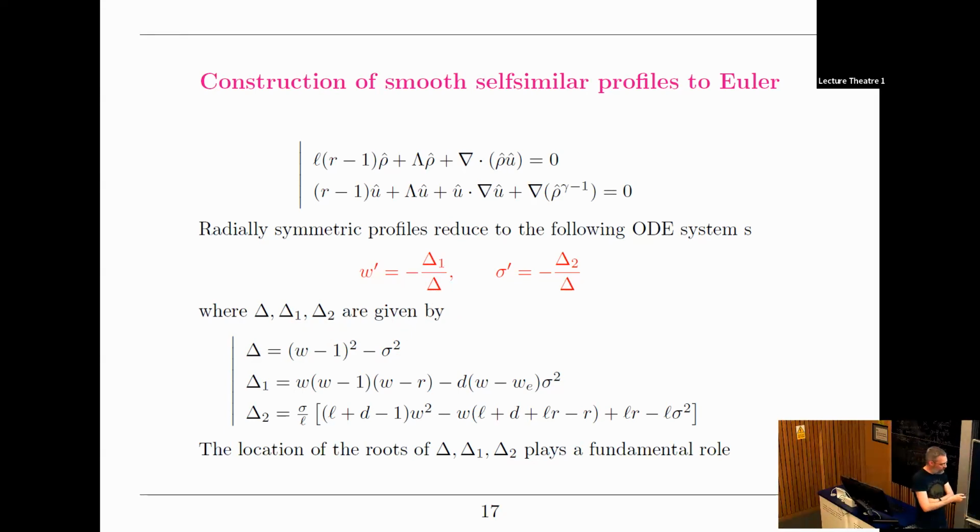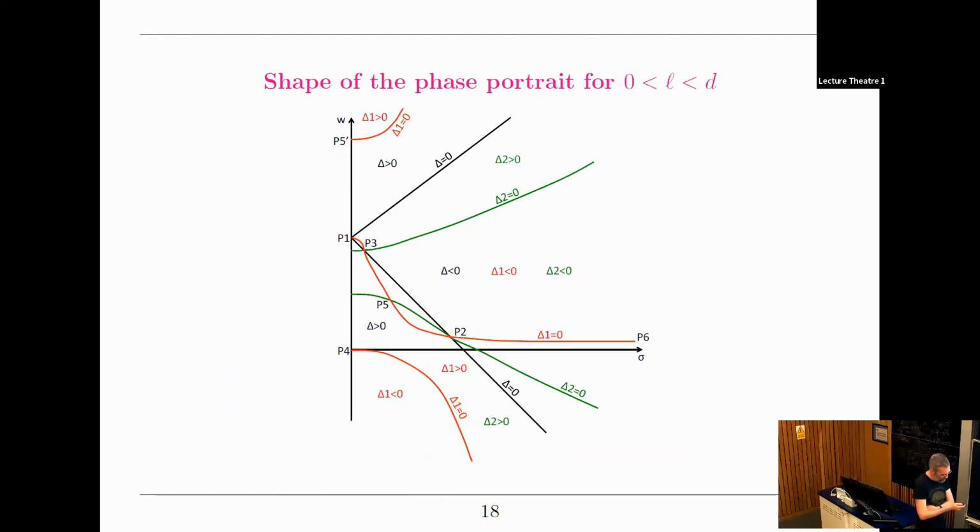Okay, in any case, clearly, given the nature of your system, it's very important if you want to understand equilibria or the sonic line, you need to look at the location of the roots of these polynomials. So let me draw the phase portrait for you. On this picture, the sonic lines, in other words, the zeros of delta, are in black. So there are these two straight lines here. Then the zeros of delta 2, which is the denominator of sigma prime, are the green curves here. And finally, the red curves are the zeros of delta 1, in other words, the denominator of W prime.